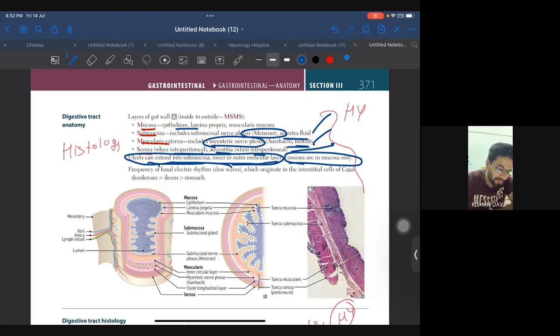Moving on to the frequency of basal electric rhythm, which originates in the interstitial cells of Cajal: duodenum, ileum, and stomach. Okay, so this is the speed. It is subsequently strongest in the duodenum, ileum, and then in the stomach.